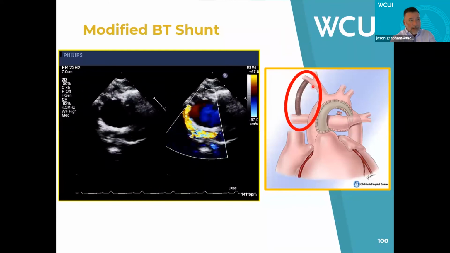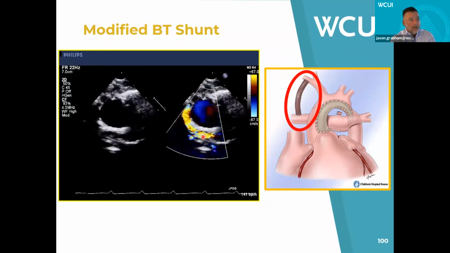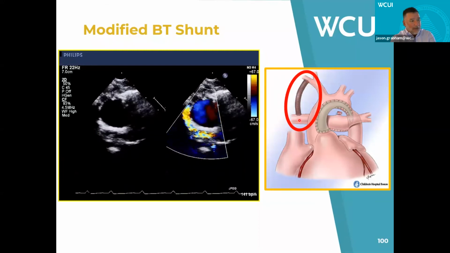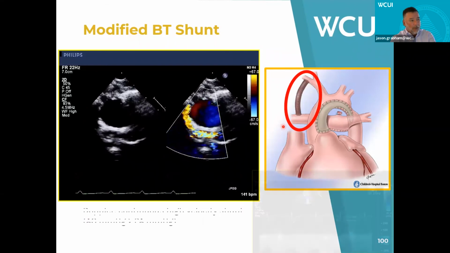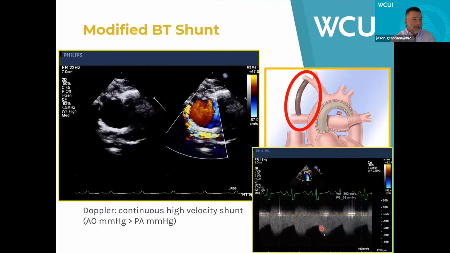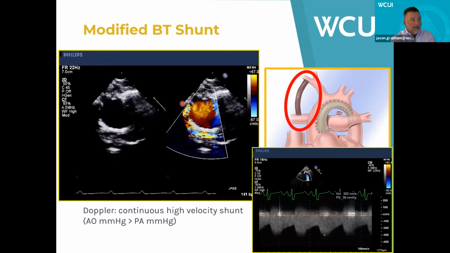With a modified Blalock-Taussig shunt, what you're going to see is high velocity, continuous flow. So we have high pressure here in this aorta, in this great vessel, coming down into the branch pulmonary artery. And so the flow by spectral Doppler that we see is continuous and high velocity, because again, the pressure in the aorta is greater than the pressure in the pulmonary artery. And it's aliasing, very high velocity.